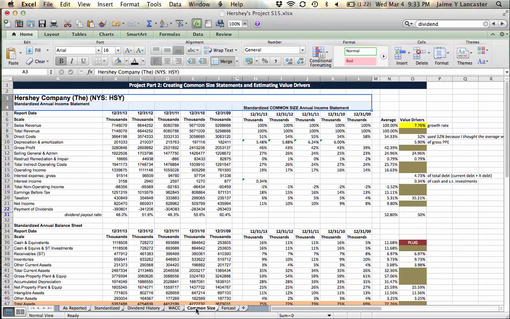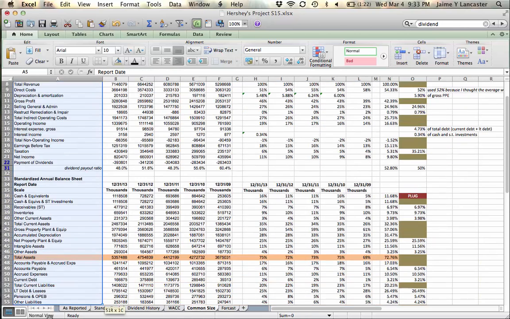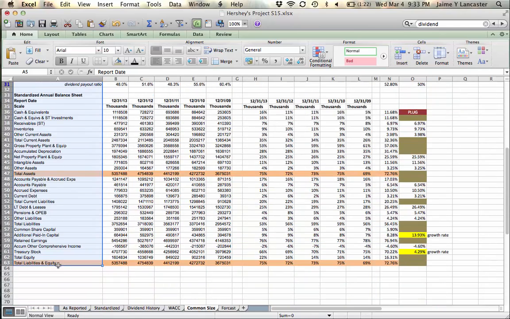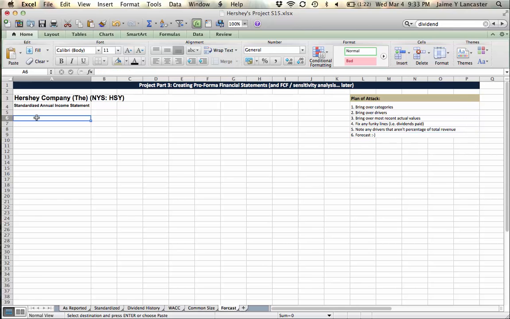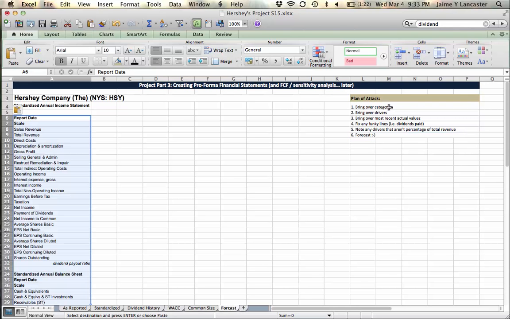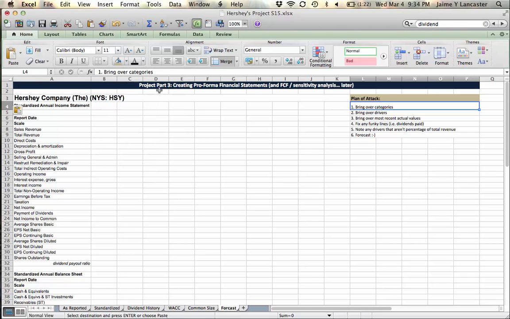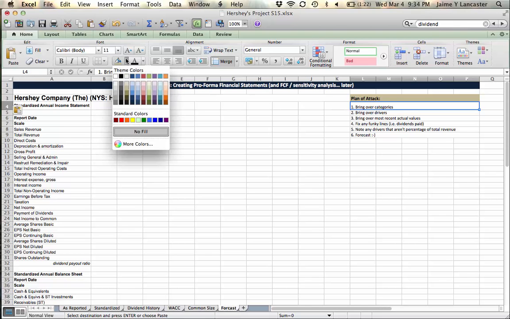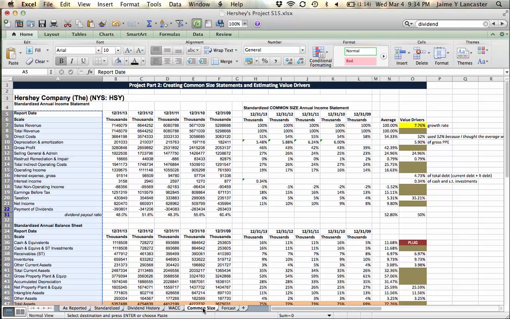All right, start with your common size statement. Bring over your categories. Highlight, Command C, bring them over, Command V. Step 1, done. All right. Step 2, bring over your drivers.